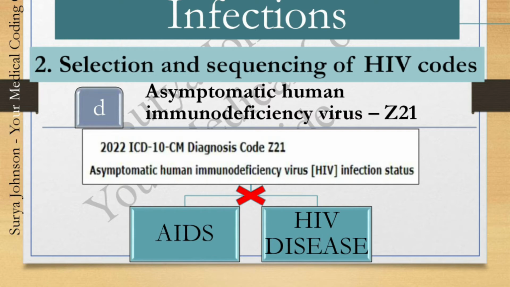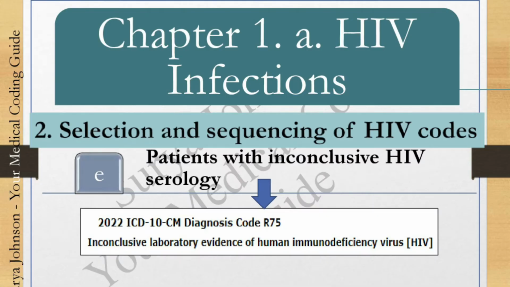In another scenario, if the patient has inconclusive HIV serology, it means the patient has been tested but the result is inconclusive. It is neither positive nor negative. In this scenario, you should code R75, inconclusive laboratory evidence of HIV.